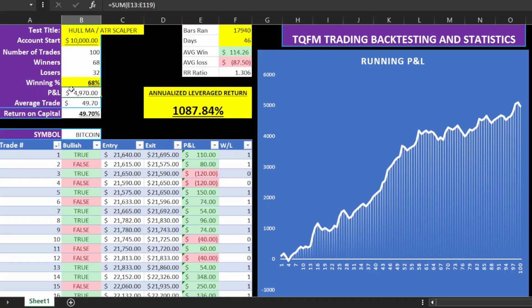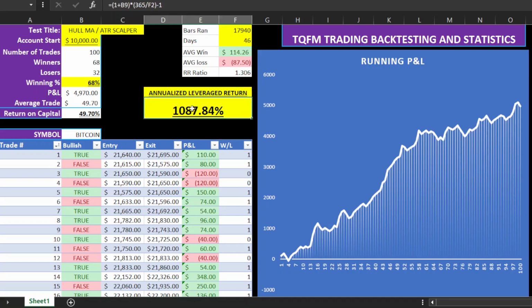We had a total P&L of $4,970 and an average trade win of $49.70 to give us a leveraged return on capital of 49%. It took us about 46 days to run this backtest, and our average win was $114 and our average loss was $87 for a risk and reward ratio of 1.306 reward for your risk.